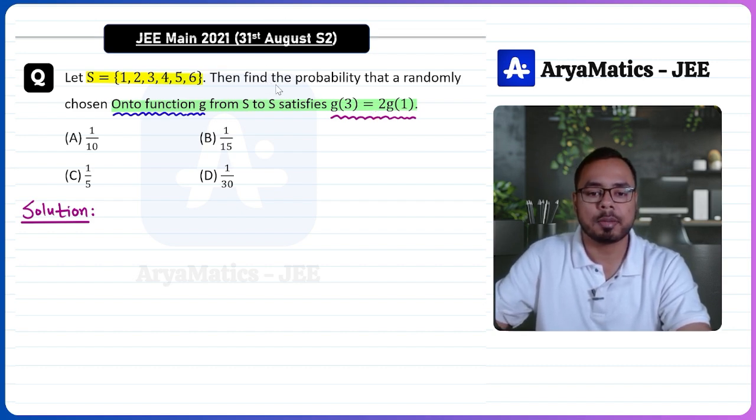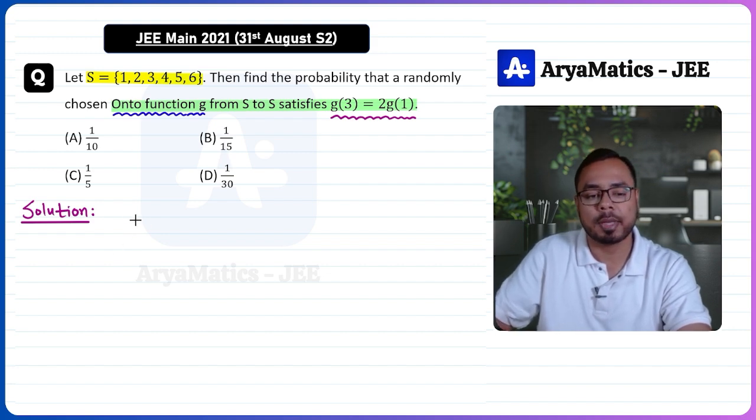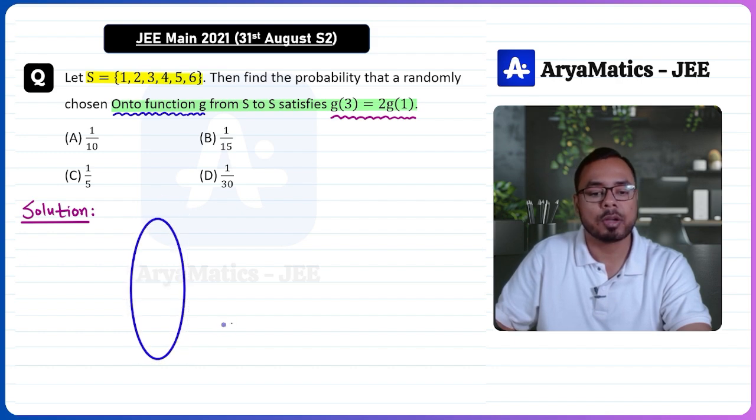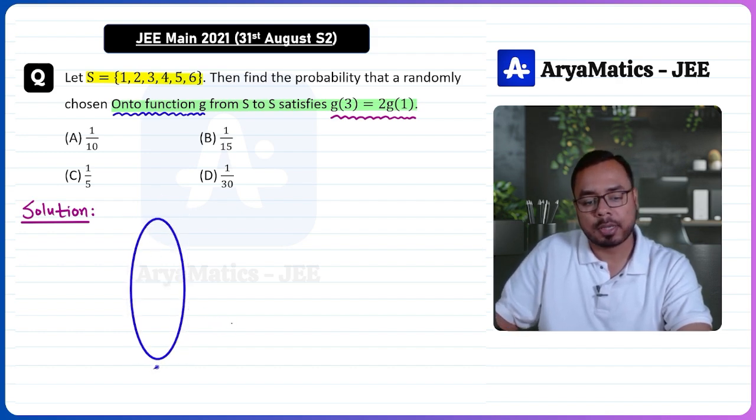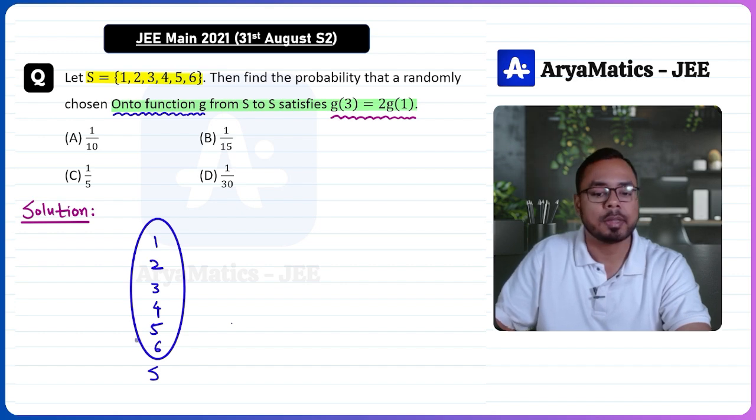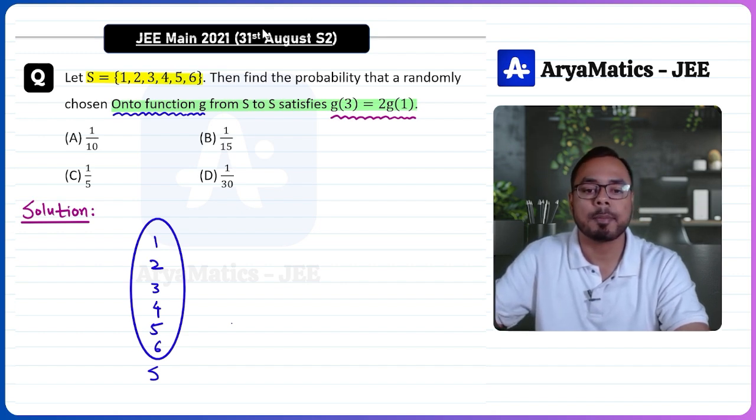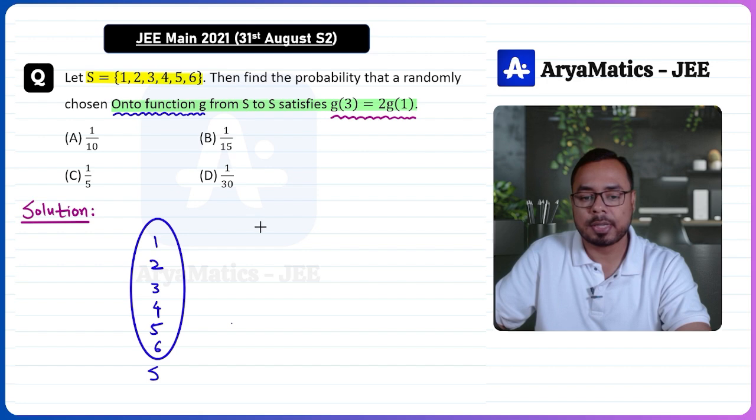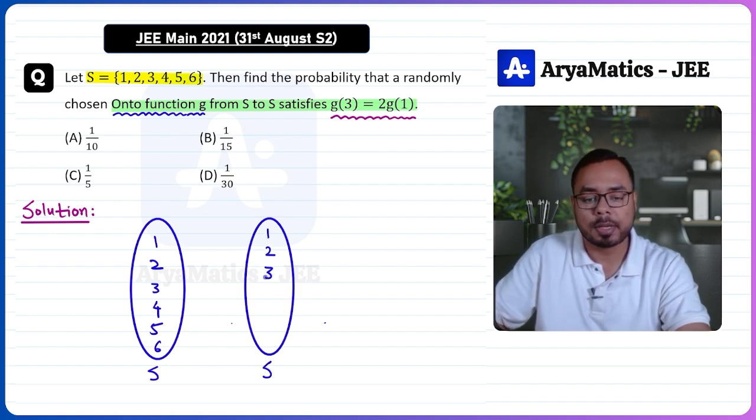So the function is defined from S to S. That means domain is S and codomain is also S. In this first set we have elements 1, 2, 3, 4, 5 and 6. These are the 6 elements in the first set. And the second set is also the same set S. The function is defined from S to S, and in the codomain we have these 6 elements.